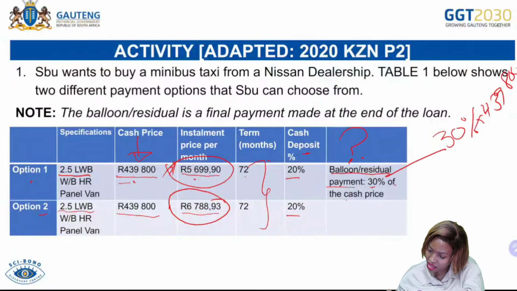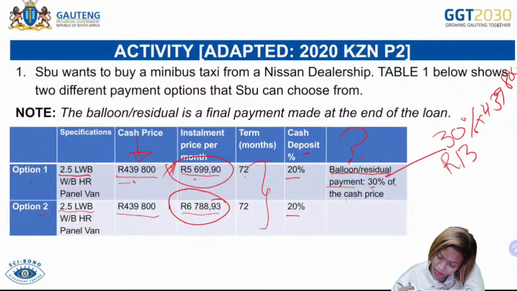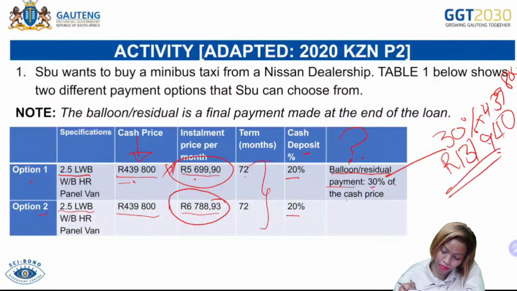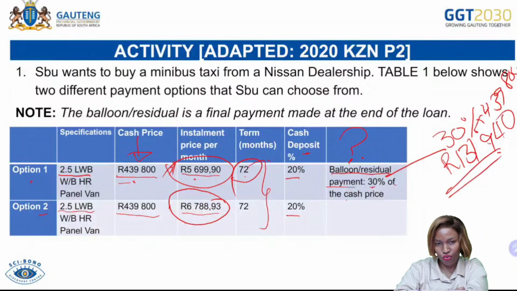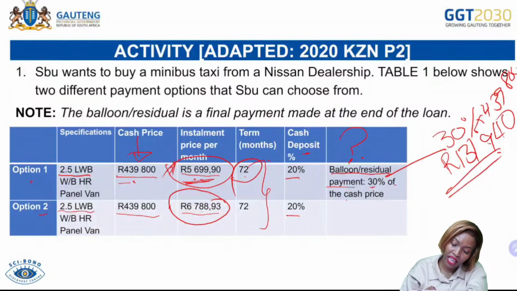439,800 multiplied by 30% is 131,940. So this is the lump sum that you must be able to pay at the end of 72 months. That is why the installment for option 1 is cheaper as compared to the installment for option 2.